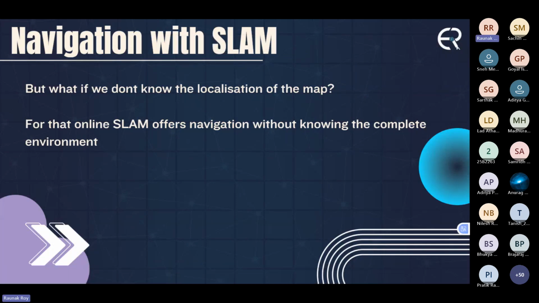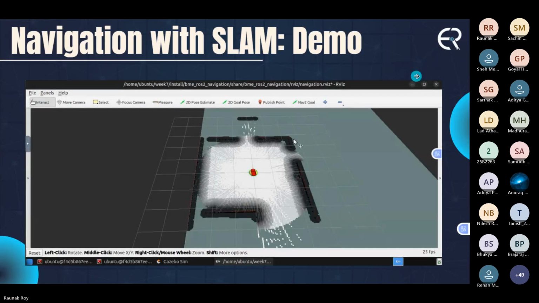So till now, the navigation that we've done have all been done within a map which has been previously serialized. But what happens if we don't know the map? We are in a completely unknown environment. For that, the SLAM toolbox offers online SLAM, which lets us navigate without knowing the complete environment. So now let's see the demo.